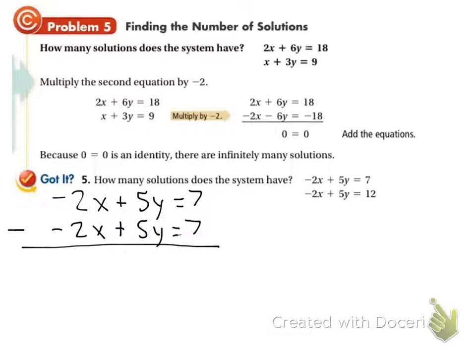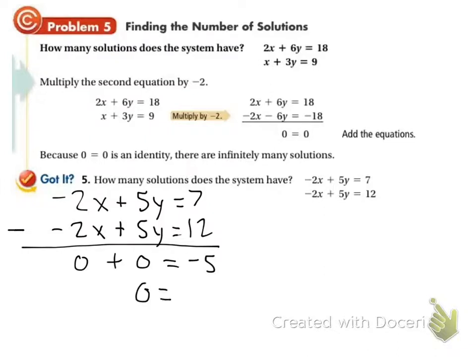So, negative 2x minus a negative 2x. Remember, when you're subtracting a negative, that's the same thing as adding. So this is negative 2x plus 2x. So this is just going to be a 0. And then we've got 5y minus 5y. Well, that's just another 0. Whoops, I copied my equations wrong. Those aren't both 7s. This one's a 12. There we go. So 7 minus 12, that's going to equal negative 5.